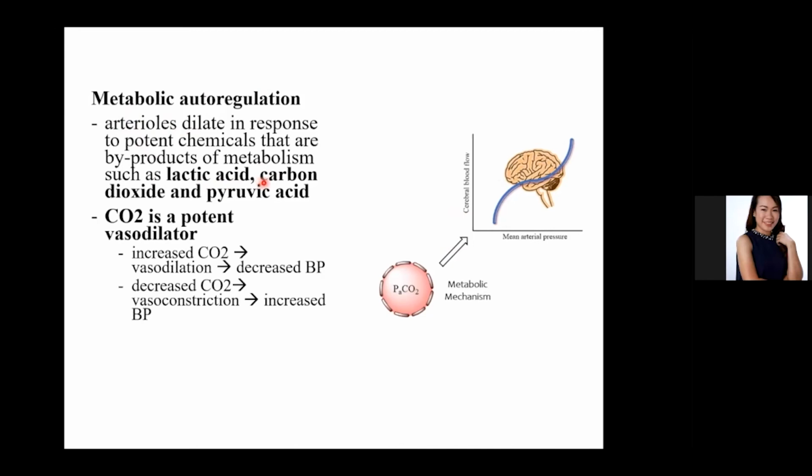Another byproduct is carbon dioxide and pyruvic acid, which will also cause the arterioles to dilate, therefore increasing cerebral blood flow. Take note, class, carbon dioxide is a potent vasodilator, and if there is an increase in carbon dioxide, it will cause vasodilation. There is decreased blood pressure, but it will increase blood flow to the brain.